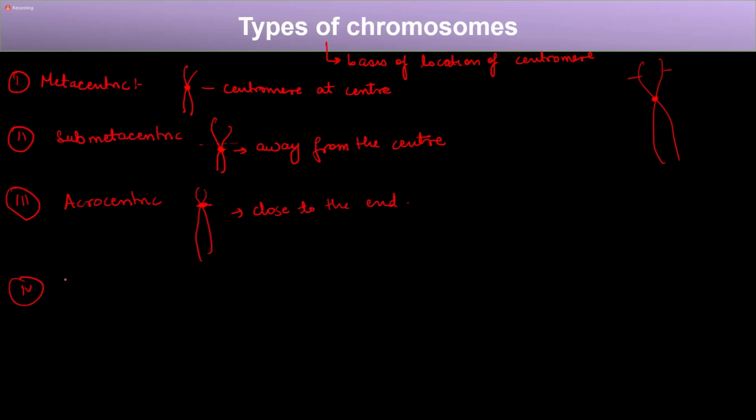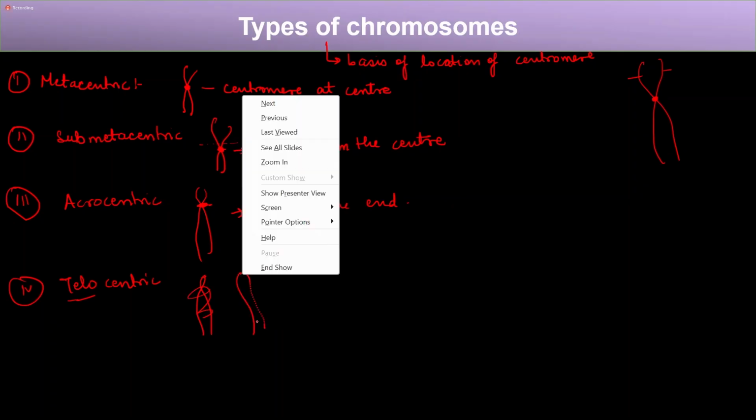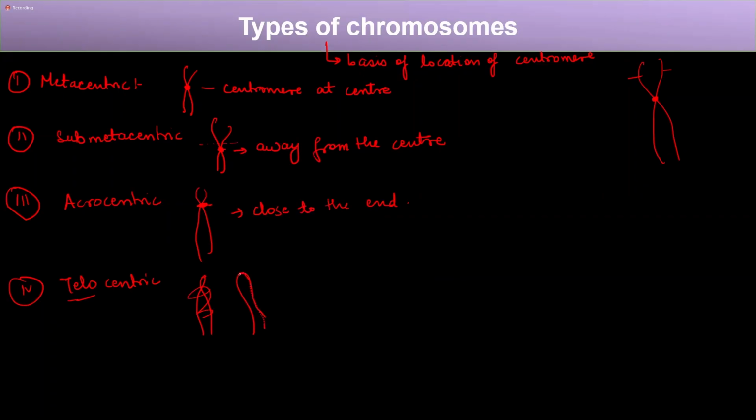And the fourth is telocentric. Telo comes from telomere, right? And telomere is the end of the chromosome. So in telocentric, it will be something like this. Here, this is the centromere, and it is located at the end of the chromosome. This is known as telocentric. So based on the location of the centromere, there are four types of chromosomes. Okay. So we have studied the structure of the nucleus and the structure of the chromosome.